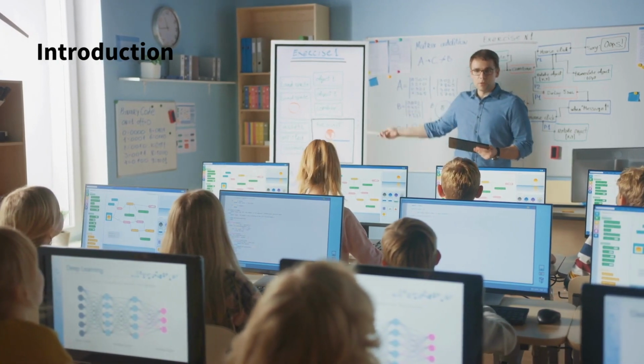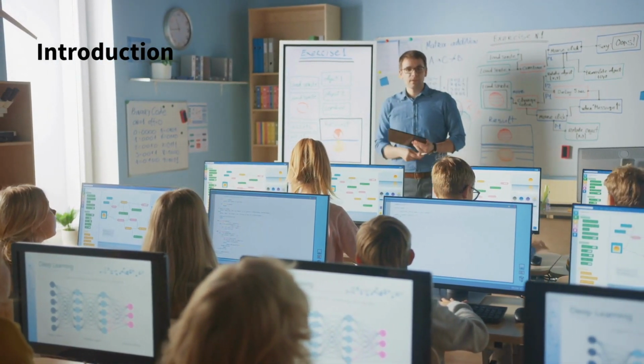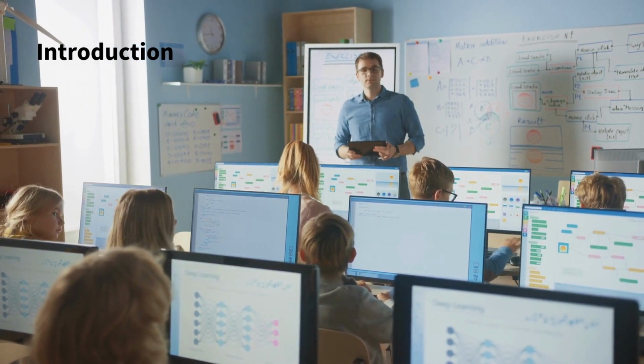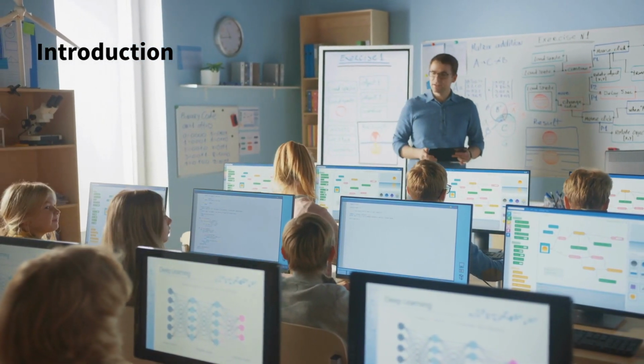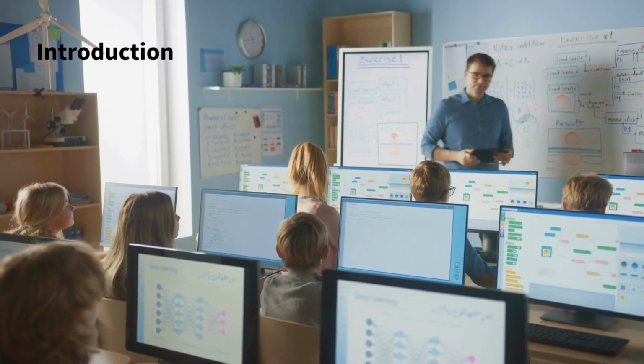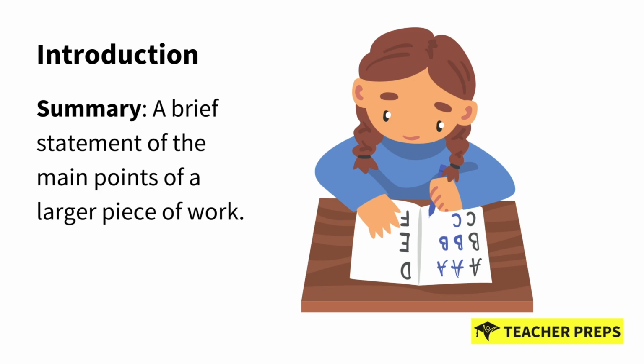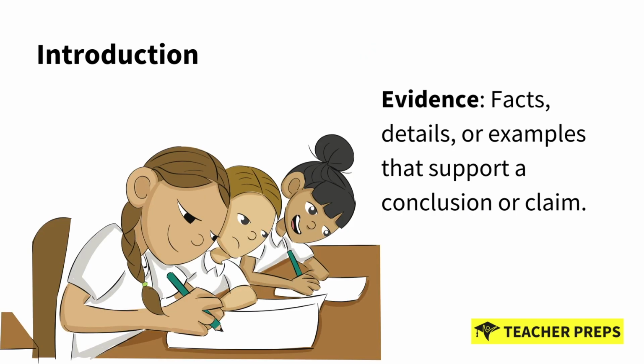Start with the basics. This is our introduction. Begin by explaining what a topic sentence is to your students, the purpose of summarizing, and the importance of using evidence in writing. Topic sentence. Remember, this is a sentence that captures the main idea of a paragraph. Summary is a brief statement of the main points of a larger piece of work. Evidence are facts, details, or examples that support a conclusion or claim.